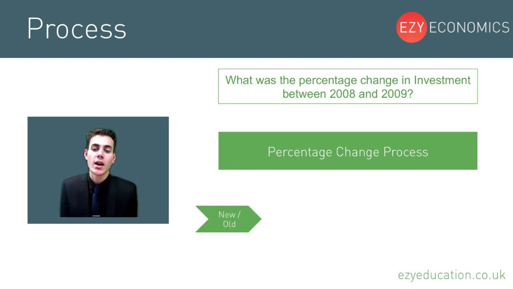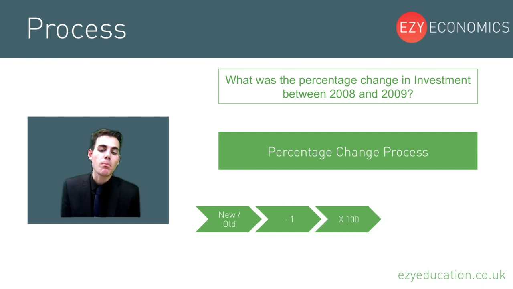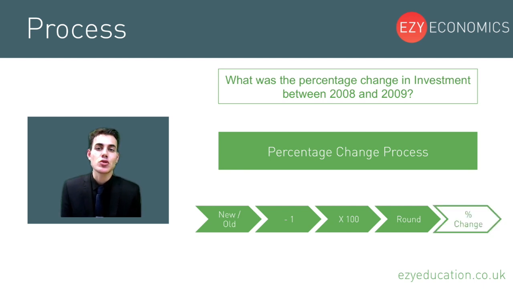First of all, you calculate the new value and divide it by the old value. Then you subtract 1 from that figure, multiply by 100 to convert into a percentage, round to 2 decimal places, and that then gives you your percentage change and therefore your correct answer.